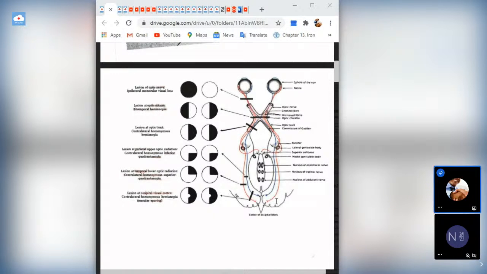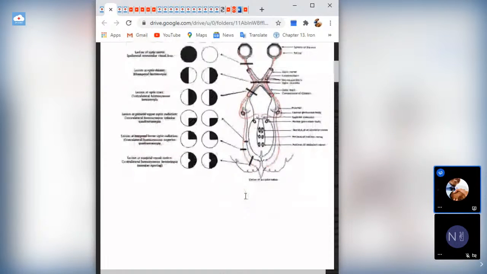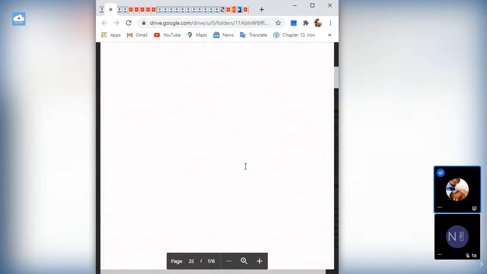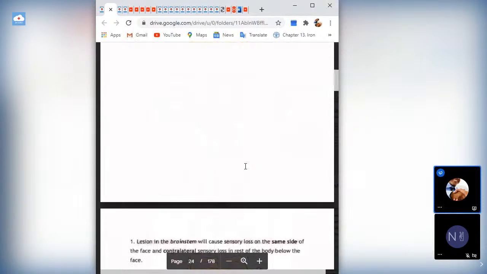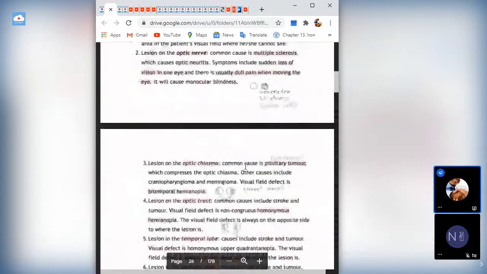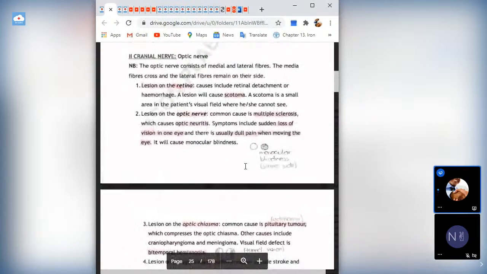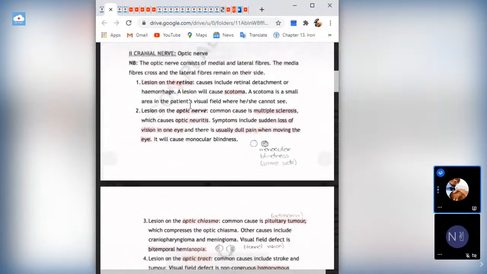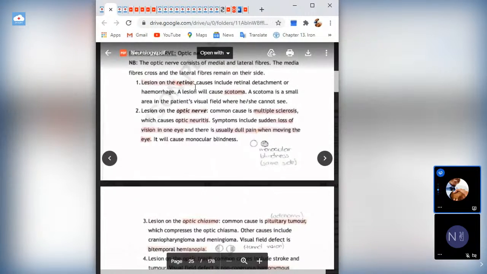So with that, I think we have done justice to the visual cortex. Let's look at the lesion that will cause scotoma. Scotoma is a small area in the patient's visual field where he or she cannot see. A lesion on the retina will cause scotoma, just a small area in the patient's visual field where he or she cannot see.